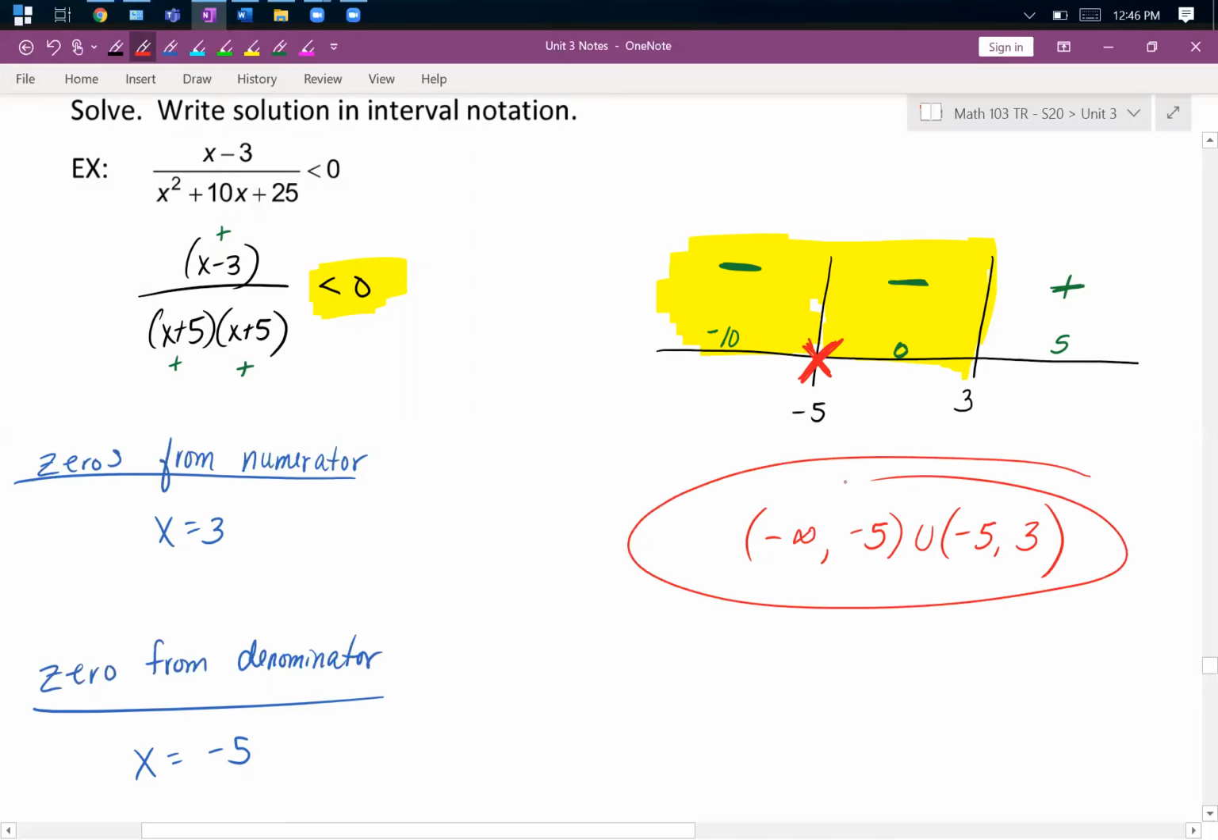All right, but everybody catch that? We have to skip -5 no matter what. So even though it looks like my shading is continuous there, clear through, it's not. We got to stop at -5. Even if this did not come from the denominator, we would have had to skip -5 because it's a strict inequality.